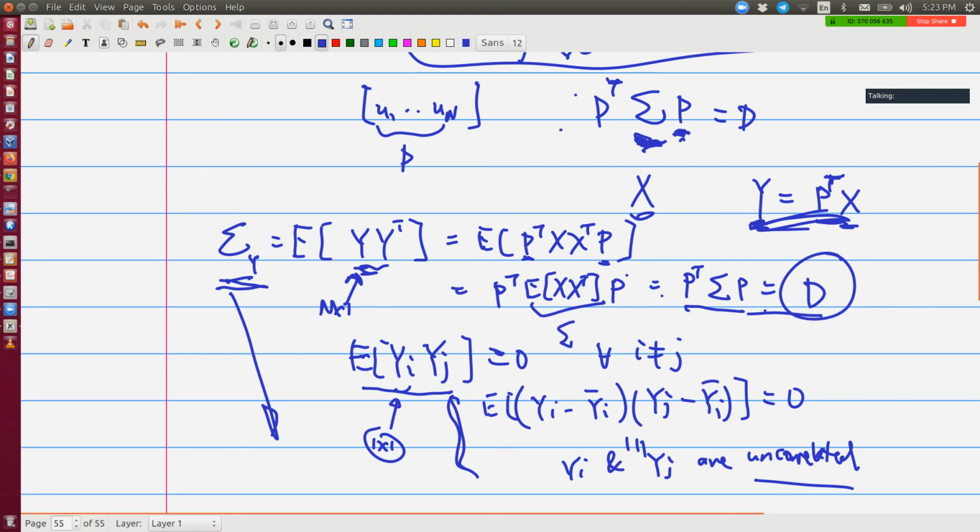If you say i equal to j, when you compute i equal to j, that is computing variance, right? You're not computing covariance. Basically, you have expectation of yi square, which is actually computing the variance, the sigma i square. That is actually equal to lambda i.